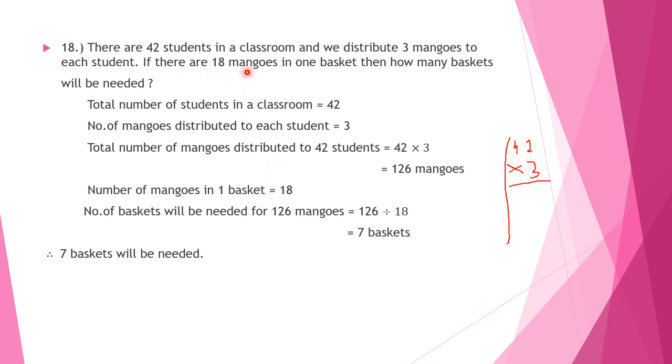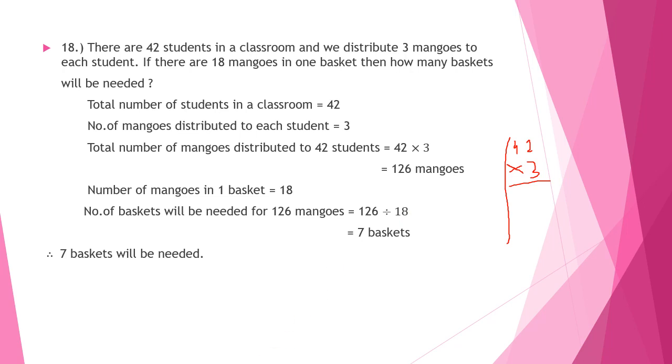Now, number of mangoes in one basket. How many mangoes are given? 18 mangoes. Clear? The number of baskets that will be needed for 126 mangoes. So they need 126 mangoes to distribute to 42 students. In one basket, 18 mangoes. So how many baskets do they need for 126 mangoes? So what you have to do? You have to divide. Clear? So 126 divided by 18.